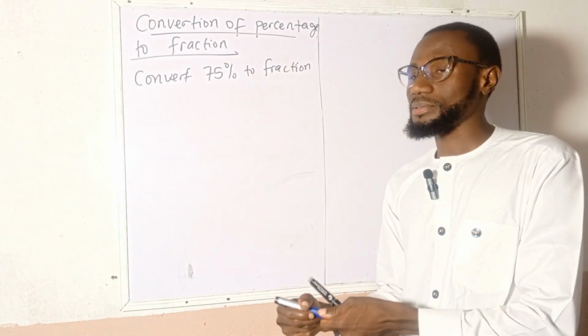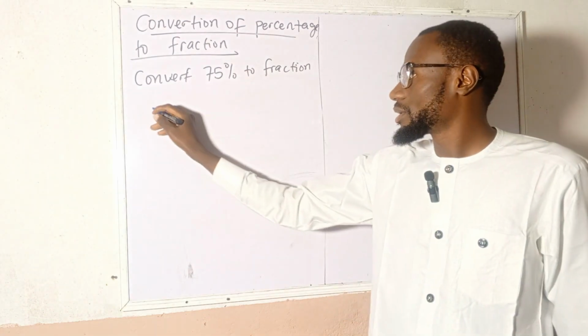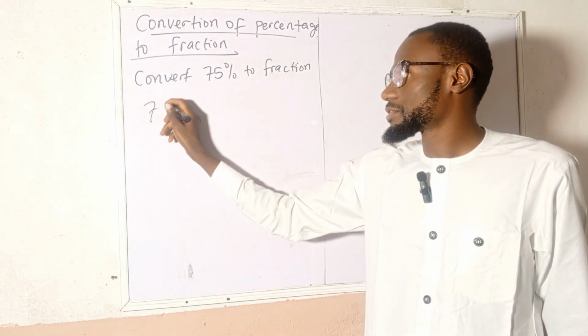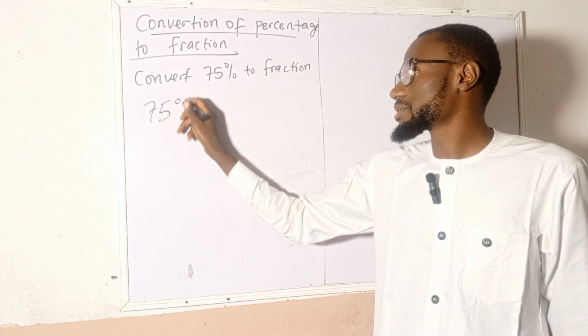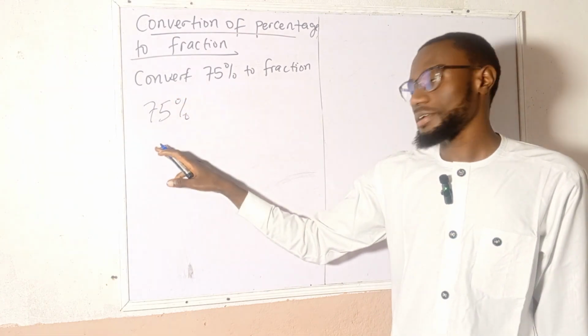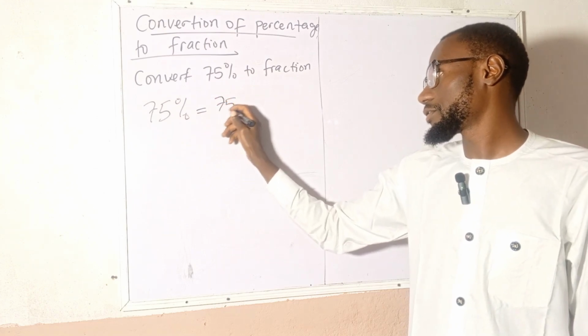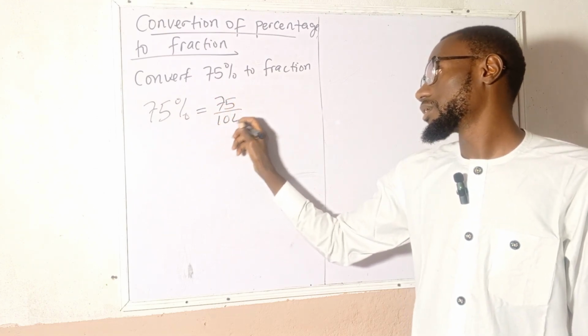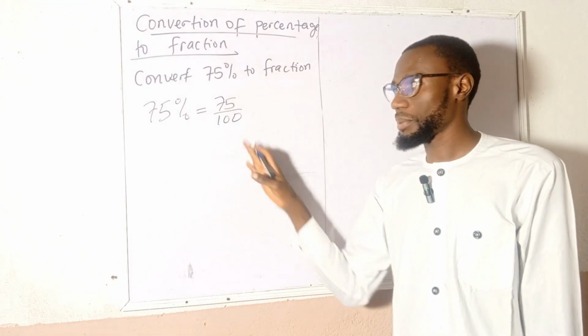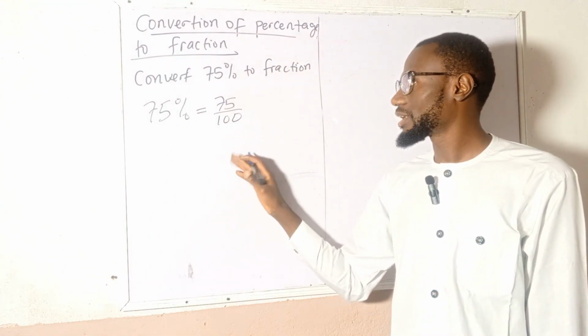For you to convert percentage to fraction, you have to write 75%. 75% is equivalent to 75 over 100 because percent means 100.